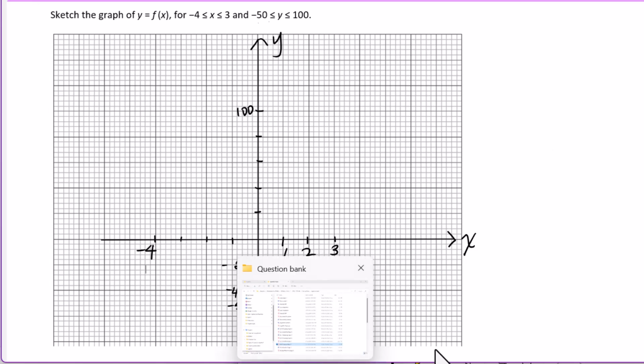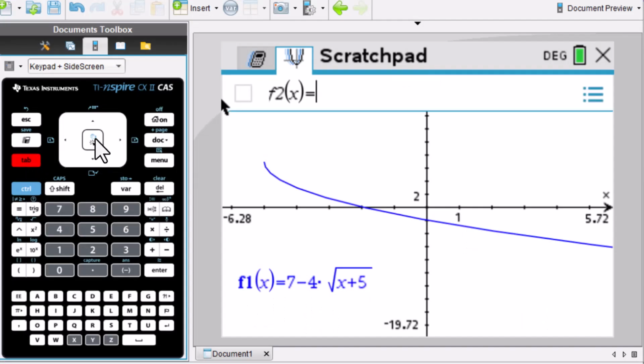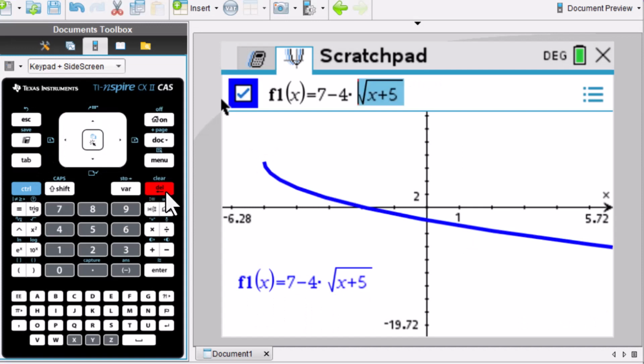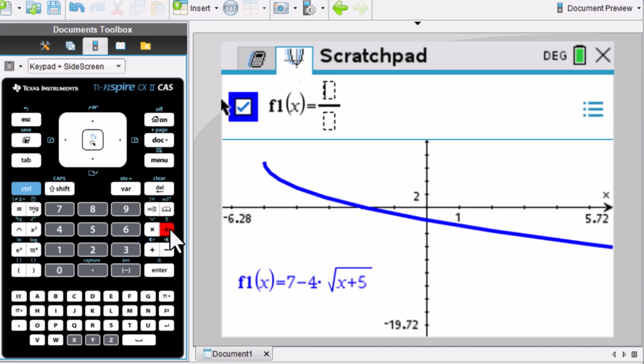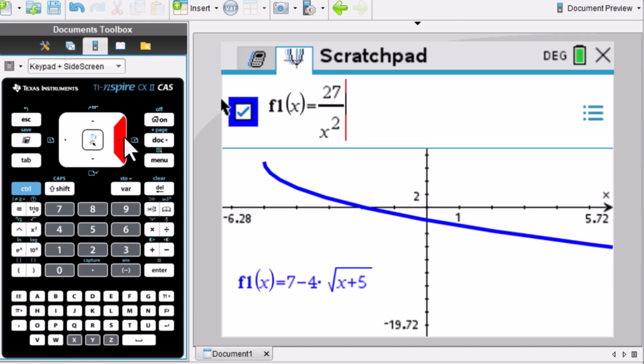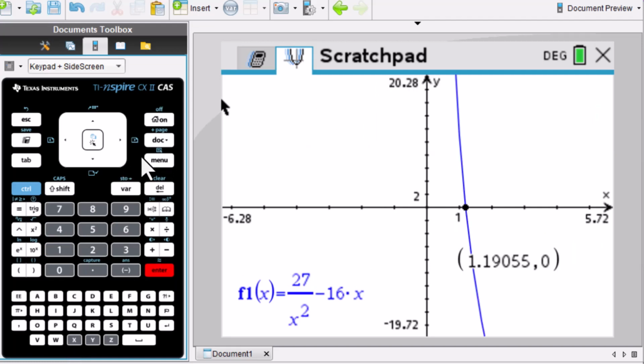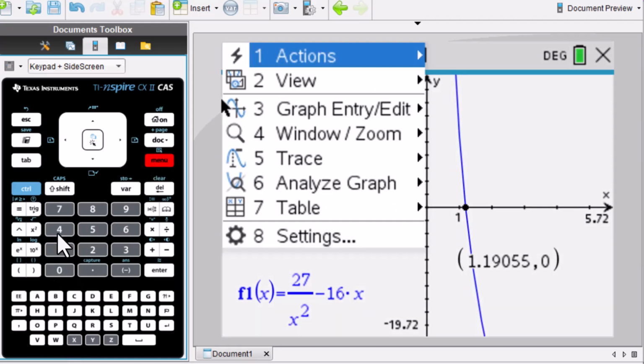Click on tab, upper arrow, delete. Control divide. 27 divided by x squared minus 16x. Enter. Check the window.